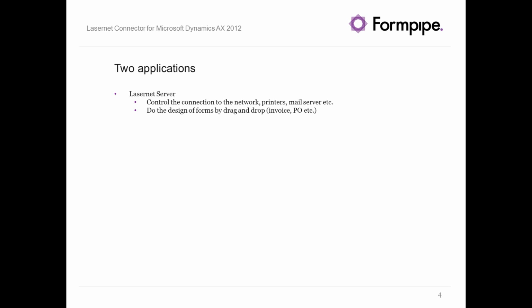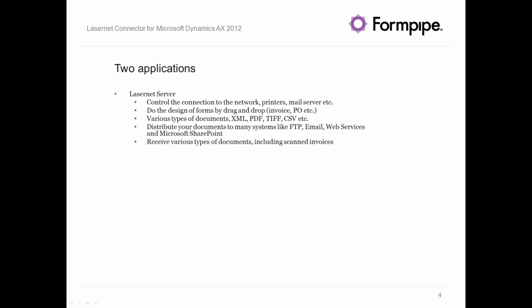With the LaserNet server application, you do the design of your reports by drag and drop. You can create various types of documents, XML, PDF, TIFF, and CSVs, etc., in a very easy way. You can distribute your documents to many systems, like FTP, email, web services, and SharePoint. With LaserNet, you can also receive various types of documents, including scanned invoices. LaserNet runs on a Windows server. With LaserNet, what you see is what you get.